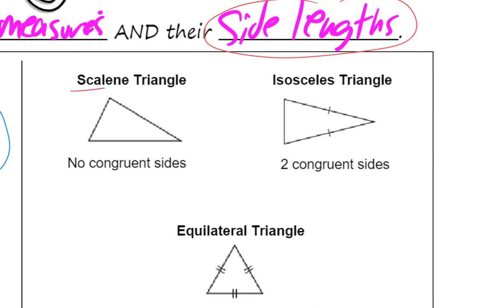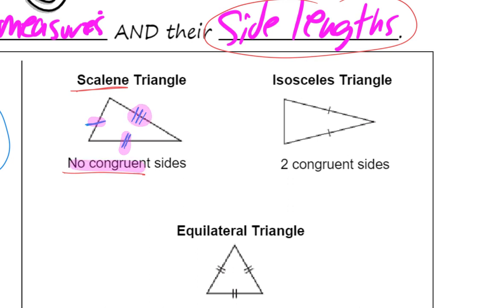So the first one is a scalene triangle. Scalene means no congruent sides. So these three sides right here look like they're all different, but we want to confirm that by marking them. We'll say that has one tick mark. Okay, that one has two. And we'll say then that one has three. That tells us that this one is different from that one and is different from that one. So no congruent sides.